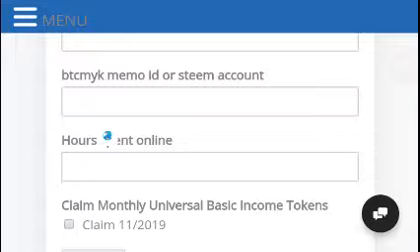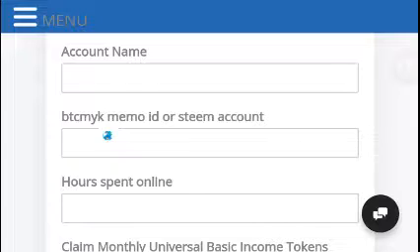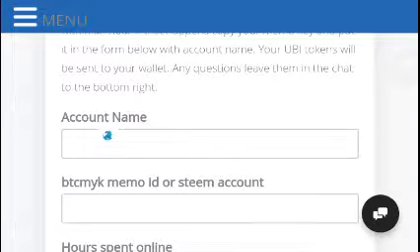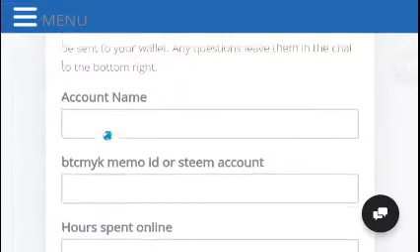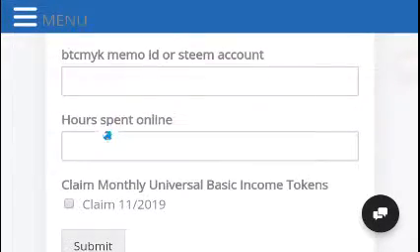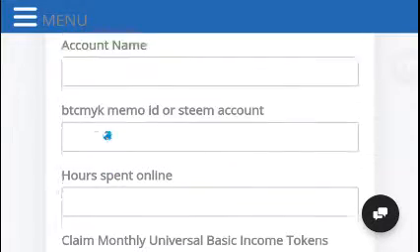Now, it doesn't have to be exact. It can just be a ballpark figure, because we can always go on the site and see how many hours you've actually spent online. But you just note the hours that you've spent, and we will issue you the tokens based on that.